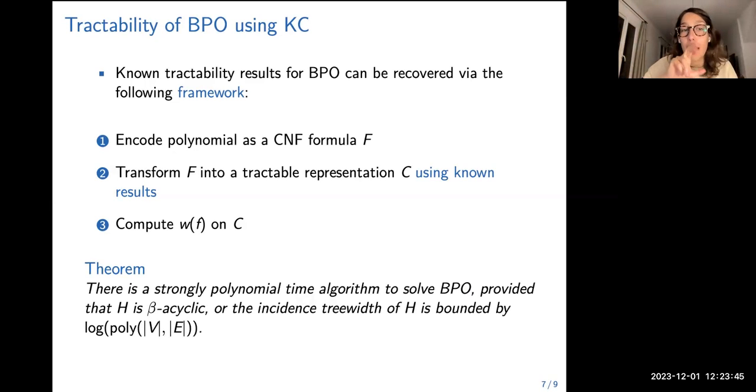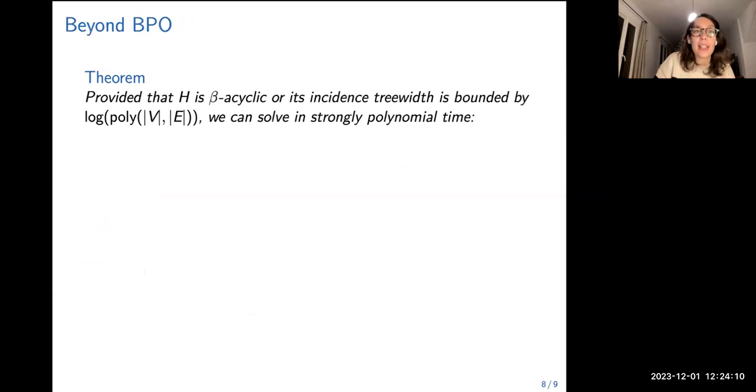So this is just to sum up that, in the end, we found one framework that allows us to show that there exists a strongly polynomial time algorithm to solve BPO, granted that your hypergraph is beta acyclic, which we already know, or has bounded incidence treewidth. Already this is a generalization of what we knew before. But as I mentioned, the interesting thing is that we can also go beyond BPO, as in fact we can deal with some extensions of it under the same structural assumption on the hypergraph.